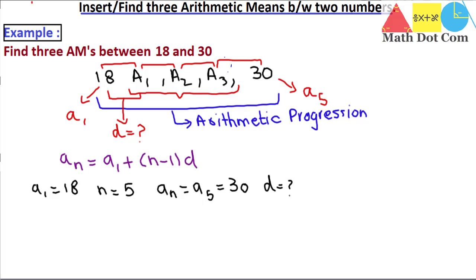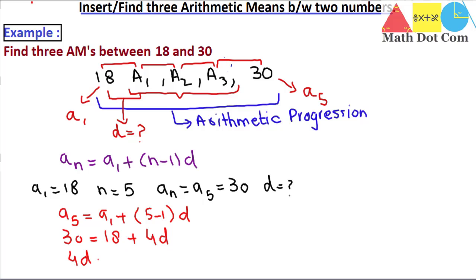Once we get D, we can easily find the arithmetic means between the two terms. So we just need to put the values here, as An is A5. A5 equals A1 plus (5 minus 1)D. A5 is 30 and A1 is 18, plus 5 minus 1 is 4D. Then 4D equals 30 minus 18, that is 12, and D equals 3. So there is a difference of 3 between two consecutive terms of the arithmetic progression. So if we add 3 to every term, we will get the arithmetic sequence quickly.